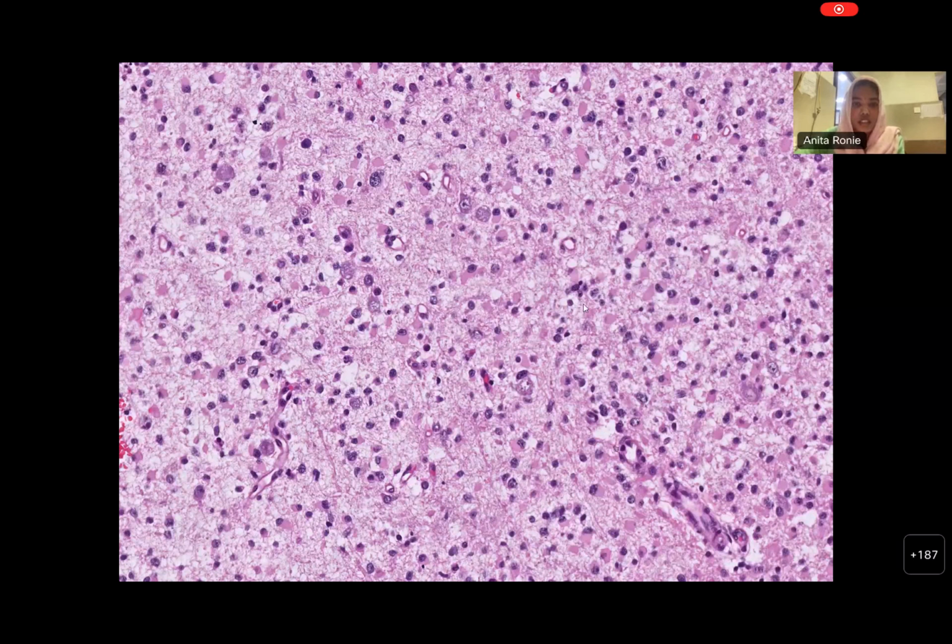Anybody else in the team? Can anybody describe this slide? There are multiple round to oval astrocytes having abundant eosinophilic cytoplasm, showing nuclear atypia. There is pleomorphism. Can you elaborate one feature? When you say astrocytic, what does it mean? Is there any particular feature to be called astrocytic? There's eosinophilic cytoplasm, but that is only one feature.